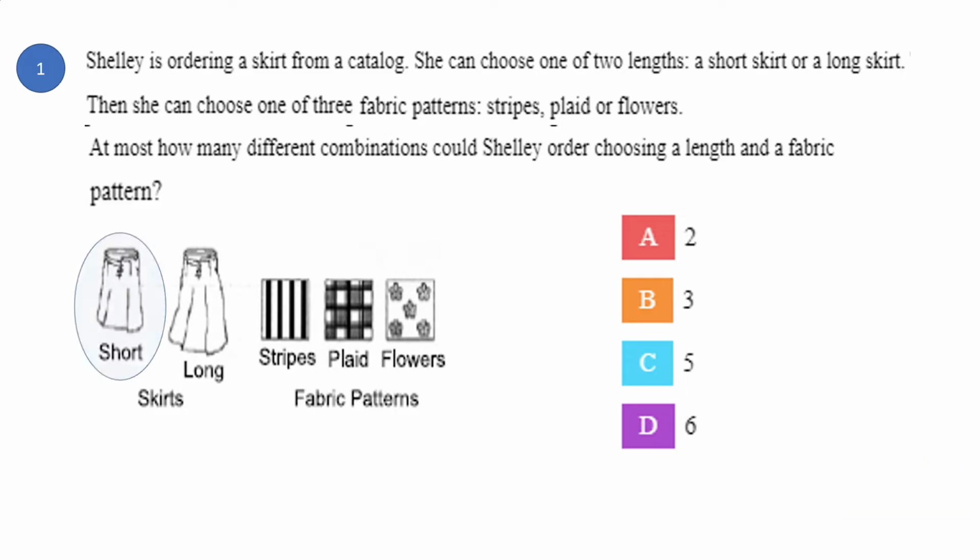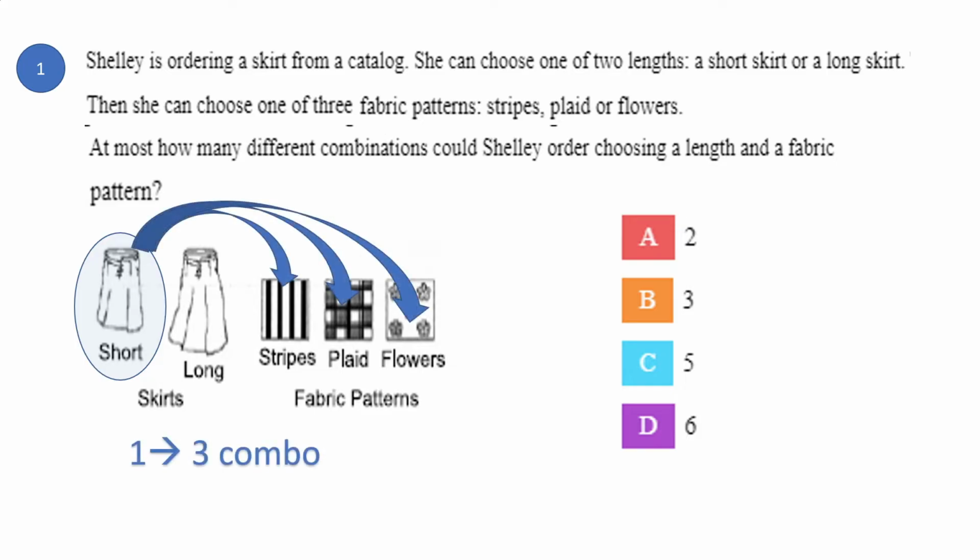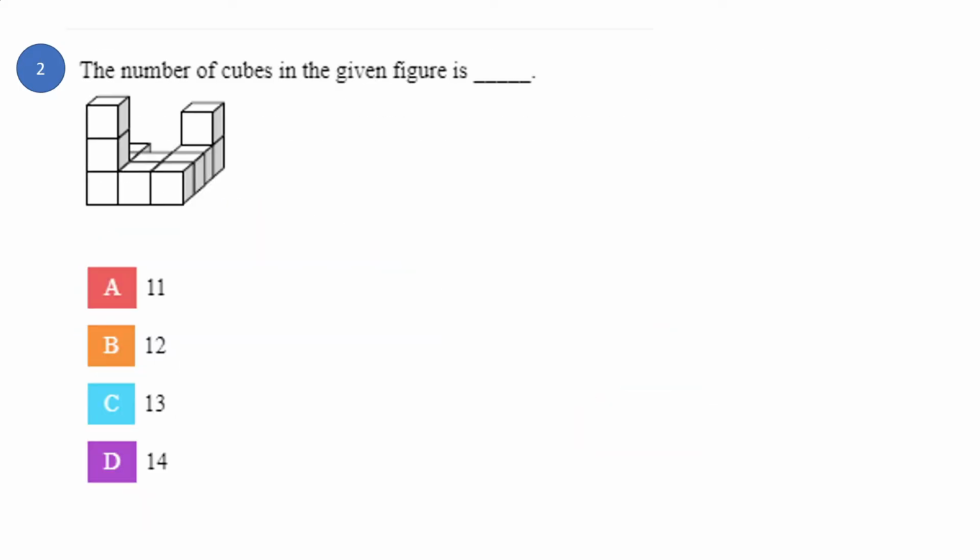Well, for one length of skirt, you have 3 patterns available for you. So with 1, you have 3 combos. Hence with 2 skirts, you will have 2 times 3 combinations. So your answer would be 2 times 3, which is 6. Next question. Find the number of cubes in the given figure. Your time starts now.